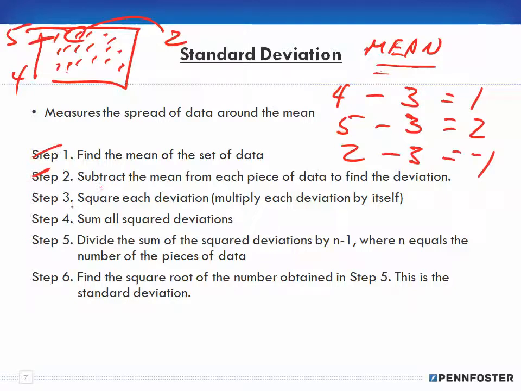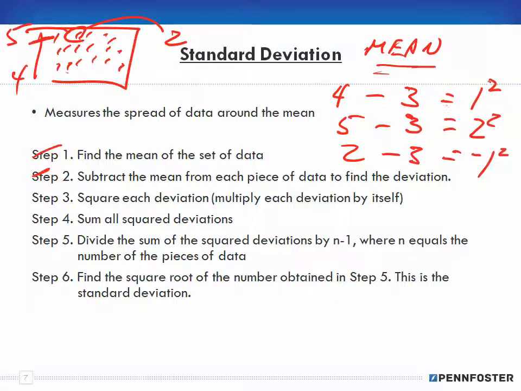So then for step number 3, it says square each deviation, right? Which means multiply each deviation by itself. So basically you would take 1 squared, 2 squared, and minus 1 squared.